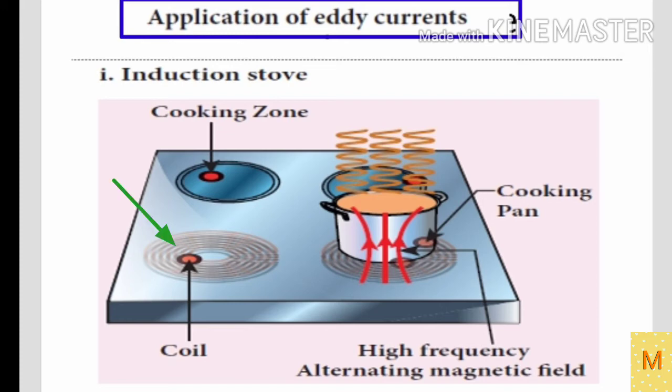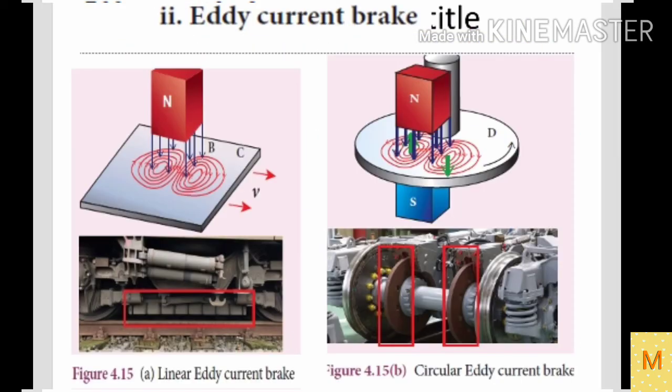Below the cooking zone, there is a tightly wound coil of insulated wire. A suitable cooking pan is placed over the cooking zone. When the stove is switched on, an AC flowing in the coil produces a high frequency alternating magnetic field which induces very strong eddy currents in the cooking pan. The eddy currents in the pan produce so much heat due to Joule's heating effect, which is used to cook the food.